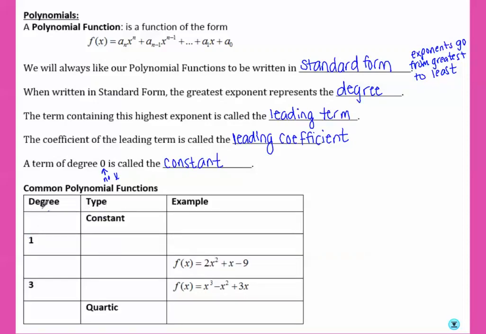So, constant is when there's a degree of 0, and this is going to be something like f of x equals 5. There's no x terms after the equal sign. If it's a degree of 1, you spent most of Algebra 1 learning about first degree polynomials. They're called linear because they make a line when you graph them. So this would be something like f of x equals 3x minus 7.